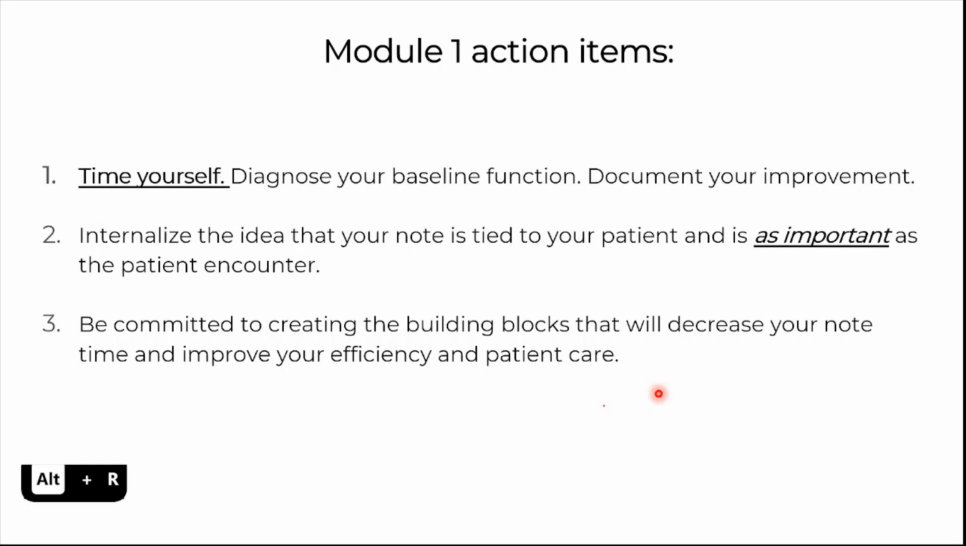So here are some action items for this module that we can focus on. Number one, time yourself. You need to diagnose your baseline function in order for you to improve. So make sure you have some scale of what your current time is and what your goal is. This will help you move a lot faster. Number two, internalize the idea that your note is tied to your patient and is as important as the patient encounter. Just like we talked about, you are not usually looking at an EKG 2 days later or your patient's labs 2 days later just because you had too many to look at. Same thing with the patient note. It is important and it helps you organize your thoughts.